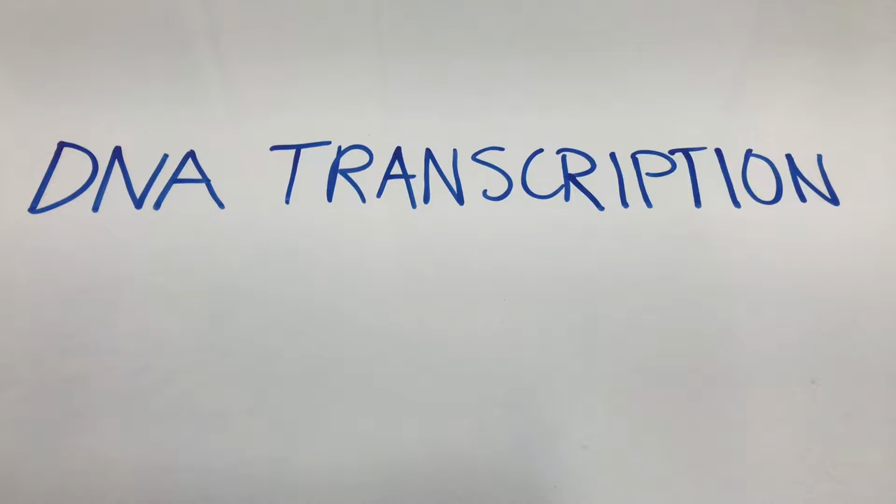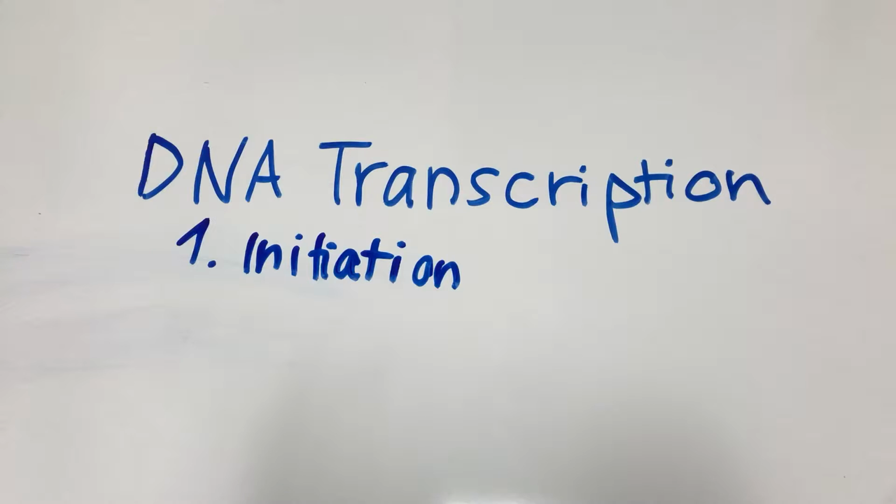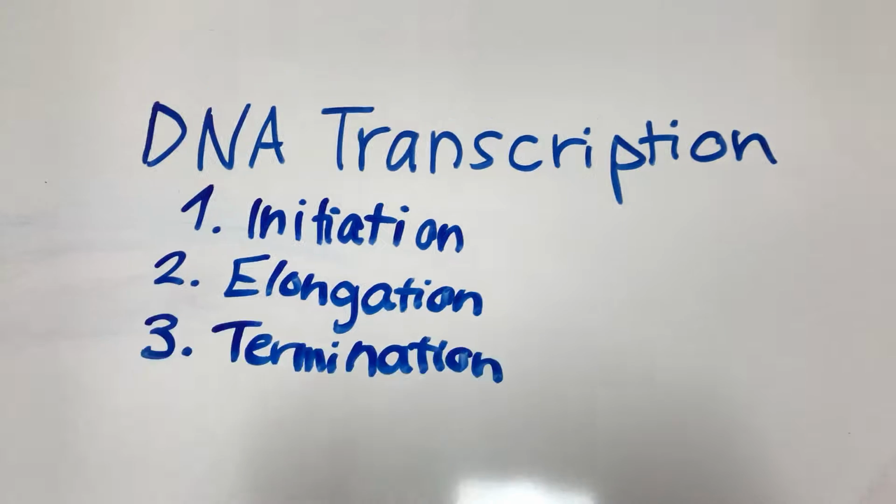Transcription is the first of two steps in gene expression. The process involves copying a gene's DNA sequence to make an RNA molecule. The three substeps of transcription include initiation, elongation, and termination.